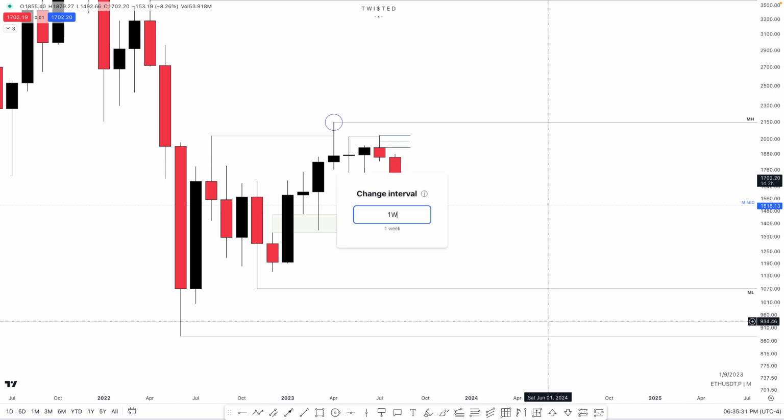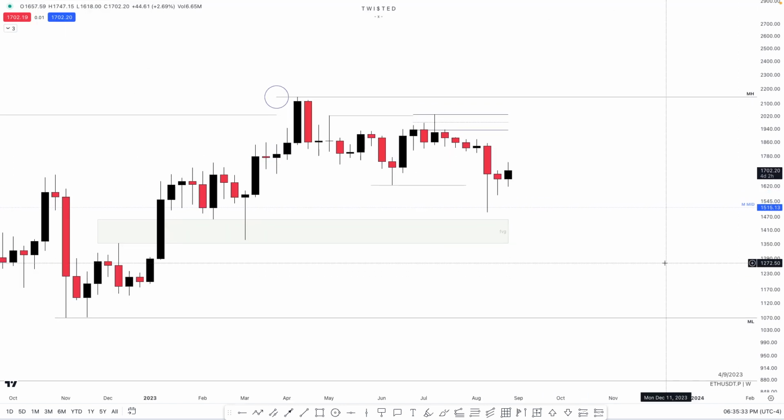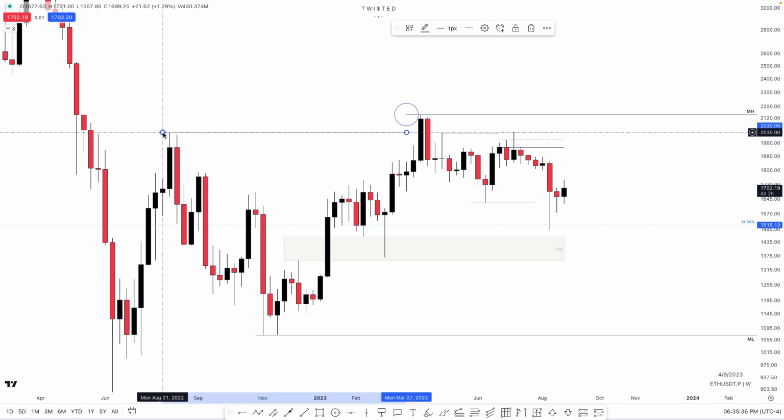Okay, so dropping down to the weekly time frame, what do we see? Okay, let's fix the levels.